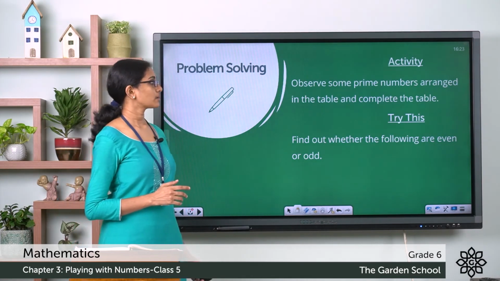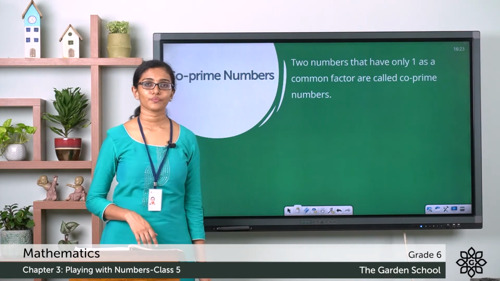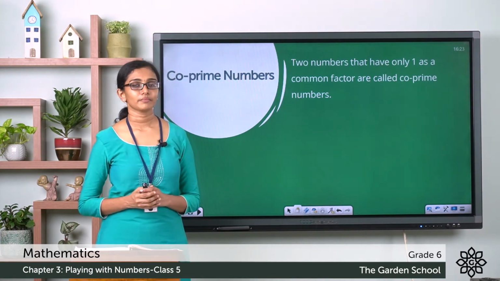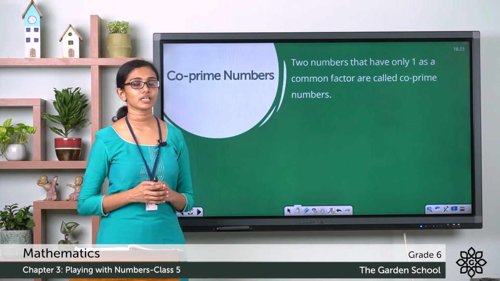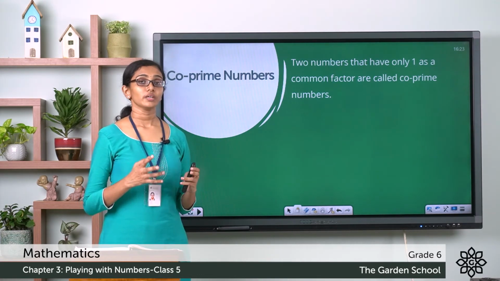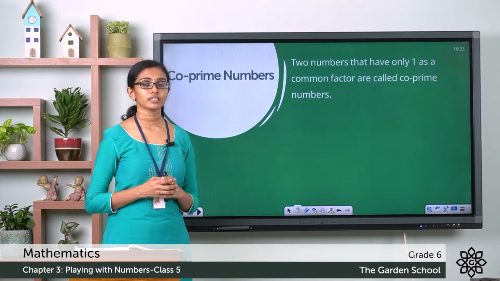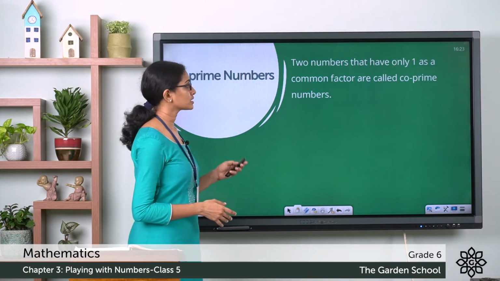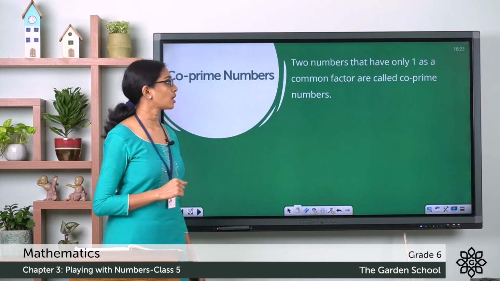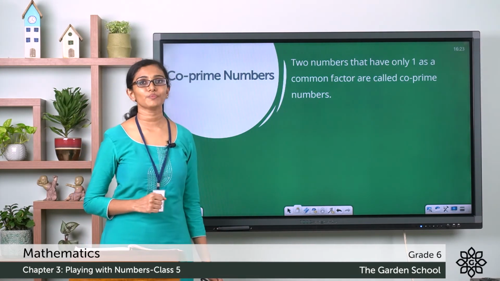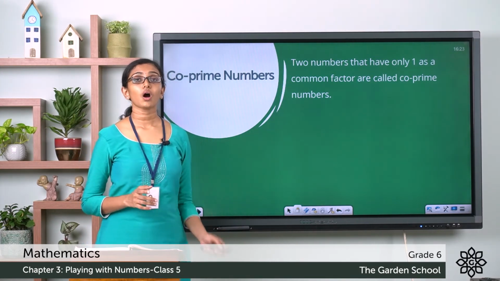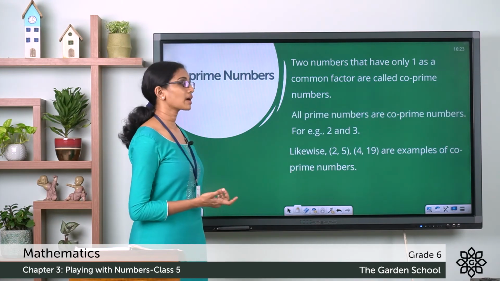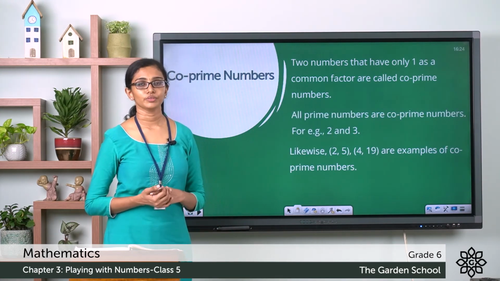So, we are going to learn about co-prime numbers now. What are co-prime numbers? Co-prime numbers are those numbers in which the only common factor between them is 1. That is, 2 numbers that have only 1 as a common factor are called co-prime numbers. Now, you see all prime numbers. All prime numbers are co-prime numbers also.